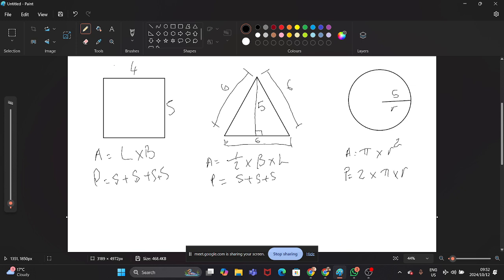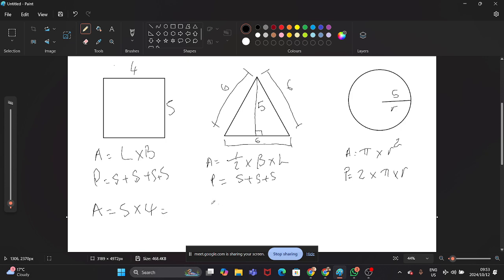Go through these three. So we have to find the area and the perimeter of these three shapes. Okay, so let's do the area first for the square. We said the area is length times breadth, right? So it's 5 times 4. And that gives us 20.